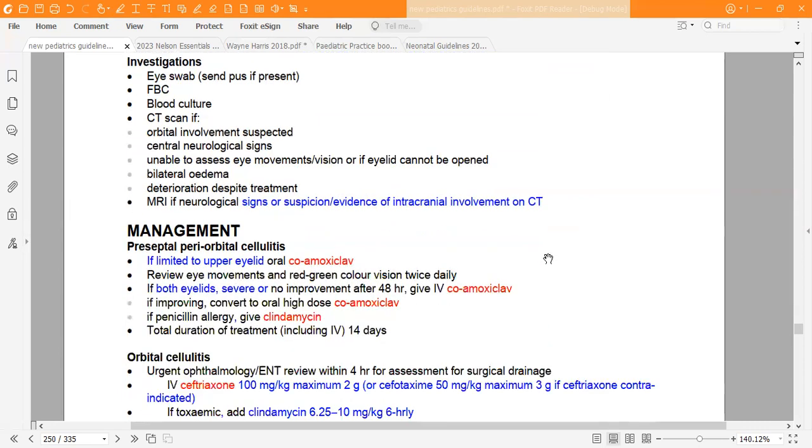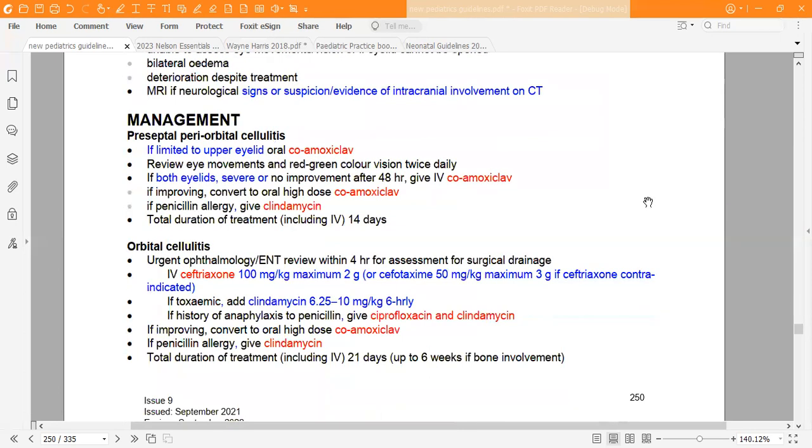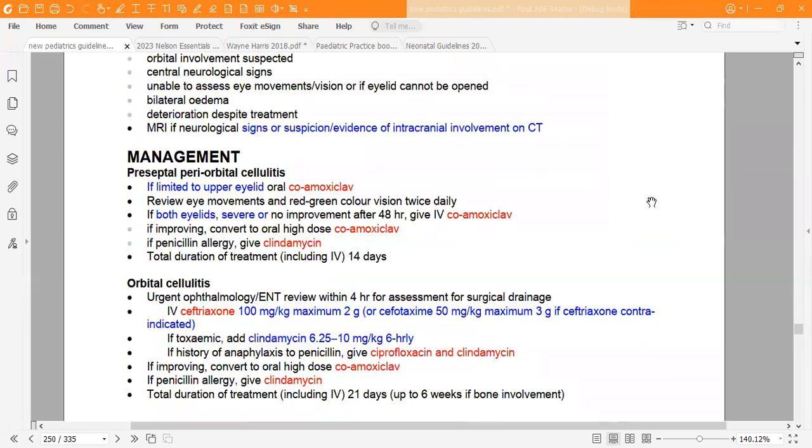Okay, management. We have the preseptal periorbital cellulitis and orbital cellulitis. So the management of preseptal periorbital cellulitis, if limited to upper eyelid.